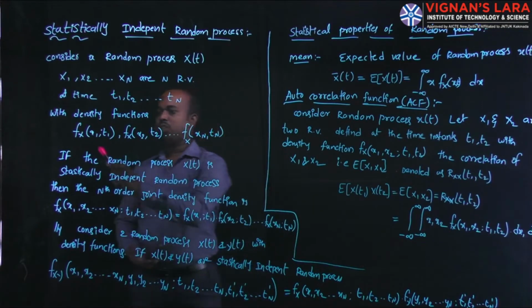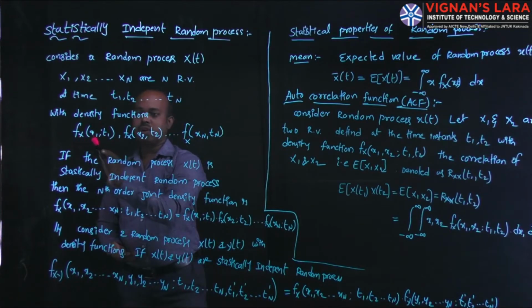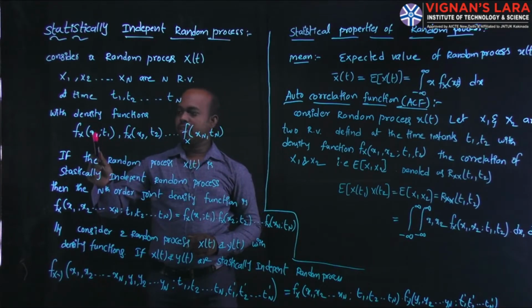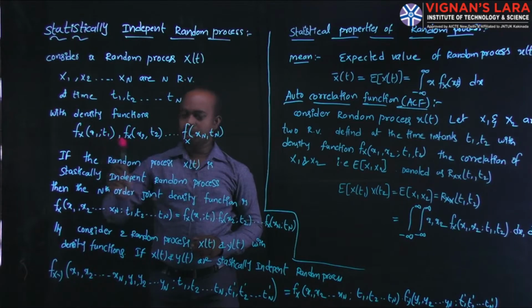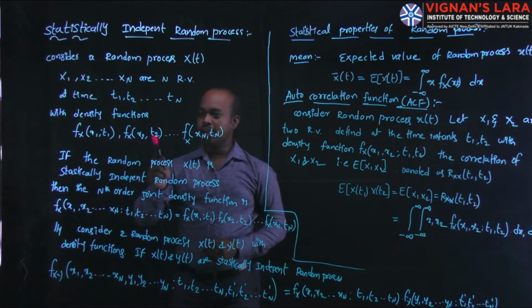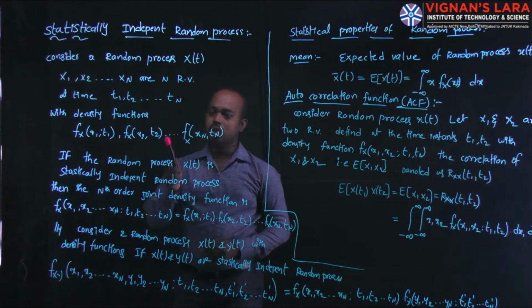The combination we treat as small fx of x1 at t1. That means x1 has the density function at time t1. In the second function, small fx of x2 comma t2, it is the density function of x2 at time t2. We can consider these terms up to n values. At the nth term, the density function of xn at time tn.